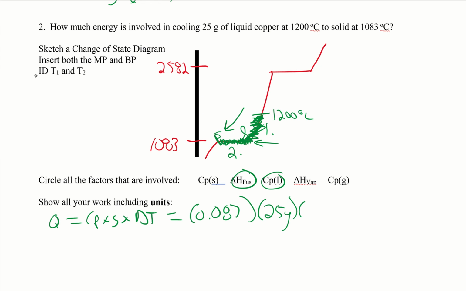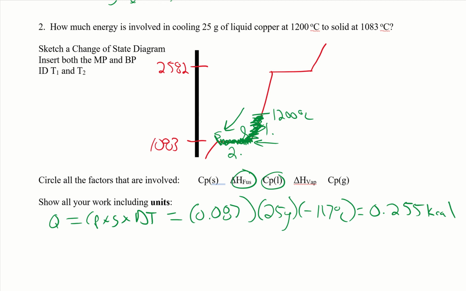The difference in that would be negative, since we're cooling, 117 degrees Celsius, which gives us our final answer of 255 calories. And I'm going to put it in kcals because we'll eventually need to do that anyways. I just moved my decimal 3 times to the left. All right, that's the first step.